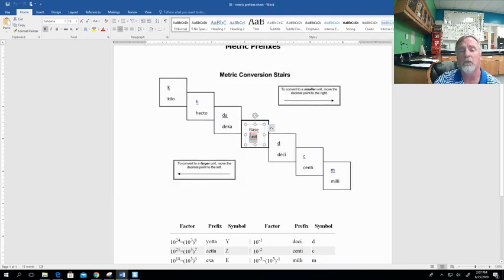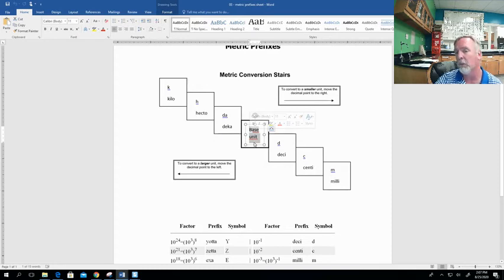Our middle is always going to be our base unit, whether we're talking about meters, grams, or liters. Those are the three typical ones: distance, mass, and volume. If we want to go up, deca is 10 times bigger than a meter. H, hecto, is 100 meters. K, kilo, is 1,000. So those are our prefixes. K for kilo means 1,000. H for hecto means 100. Da for deca means 10.